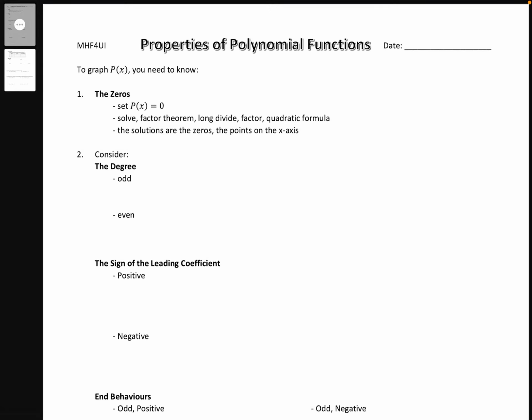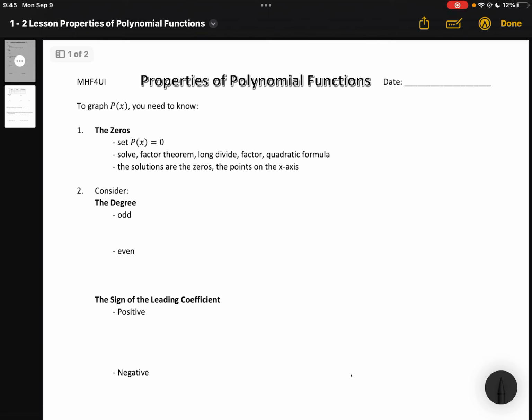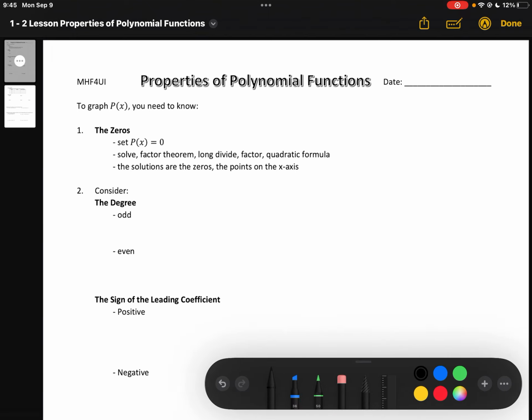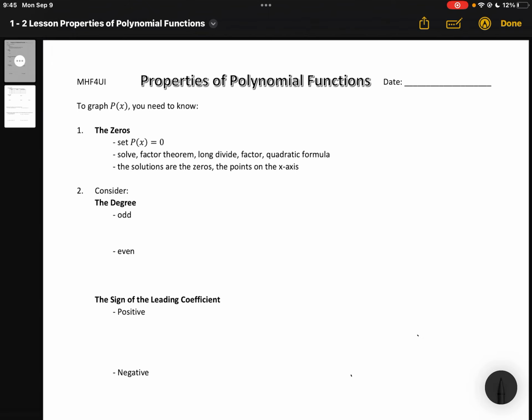This video goes over the properties of polynomial functions in order to help you graph them. And so to graph p of x, you need to know a couple of things. The very first one is the zeros, and these are also known as the x-intercepts of the graph.